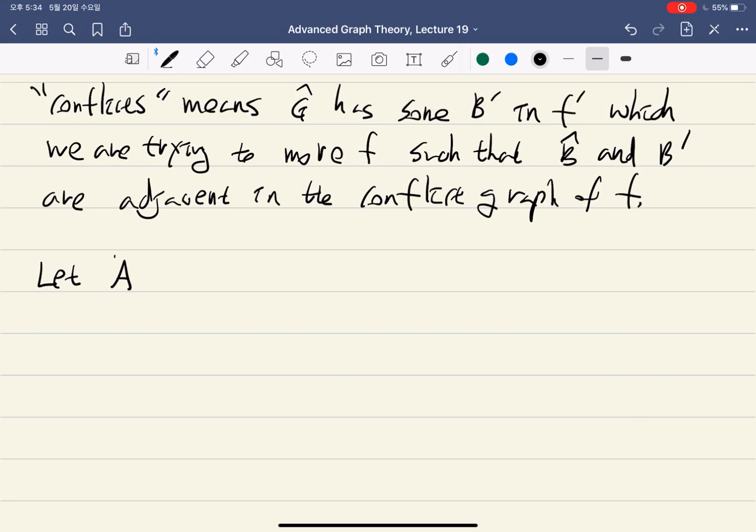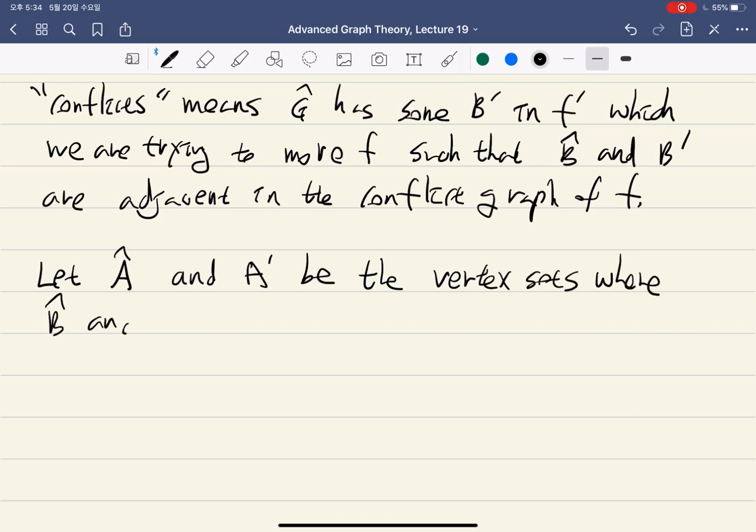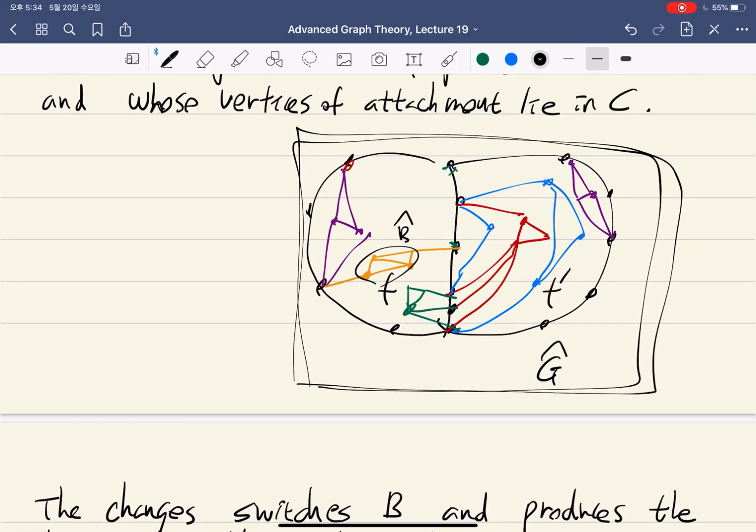So let A hat and A prime be the vertex sets where B hat and B prime attach to the boundary of F. So let's say this, again, red one is B prime. Then we say that A prime is these two vertices and A hat is these four vertices.